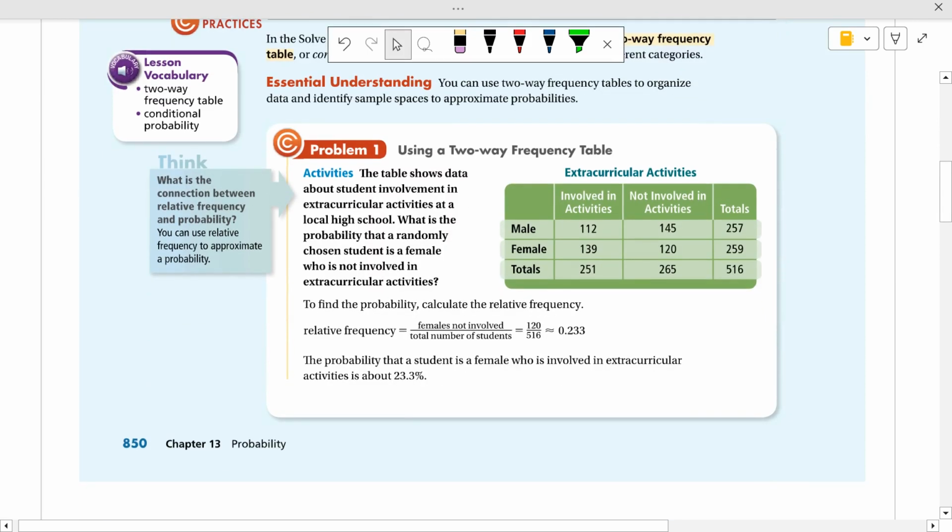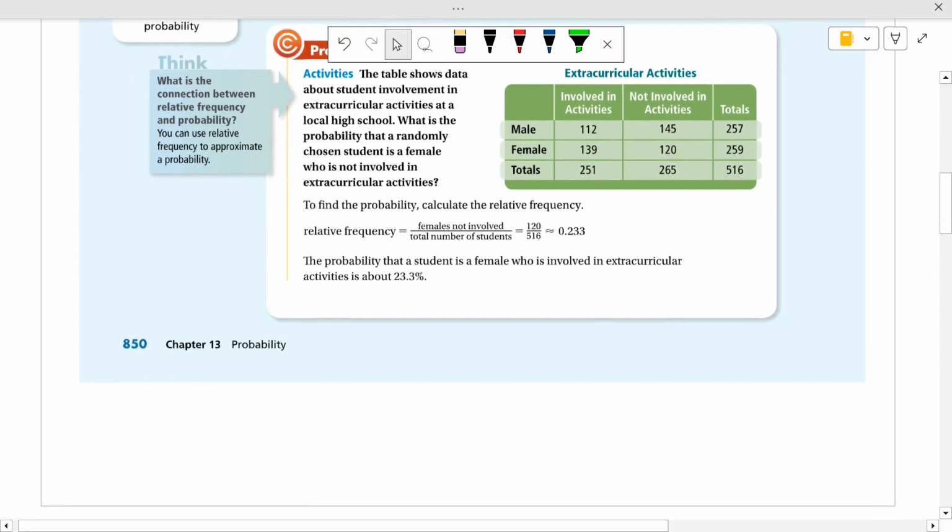So using a two-way frequency table, the table shows student involvement in extracurricular activities. What's the probability a randomly chosen student is a female who's not involved in extracurricular activities? The females not involved in extracurricular activities is 120. Out of the total number of students of 516, there's a 23.3% chance that if you grab a student at random, they're a female who is not involved in activities.